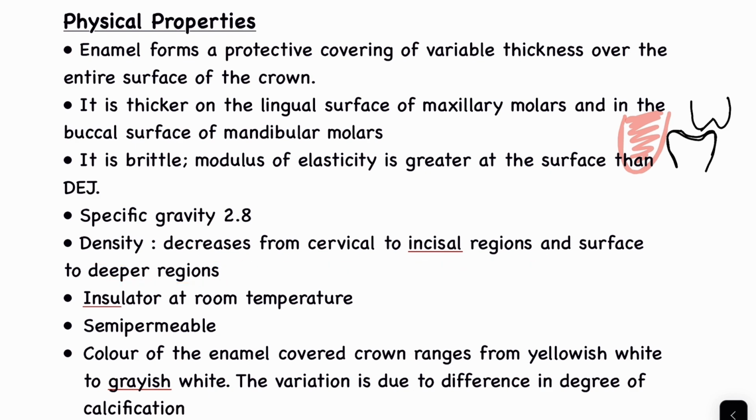Okay, so the density is more on the cervical region and the inner regions of the tooth. Okay, it is an insulator at room temperature. It is semi-permeable in nature. Color of the enamel covered crown ranges from yellowish white to grayish white. The variation is due to difference in degree of calcification.